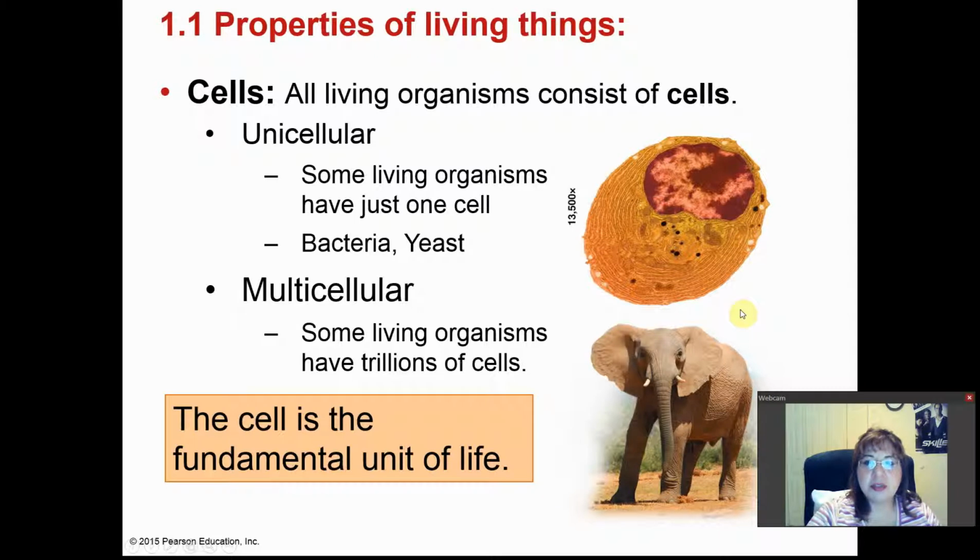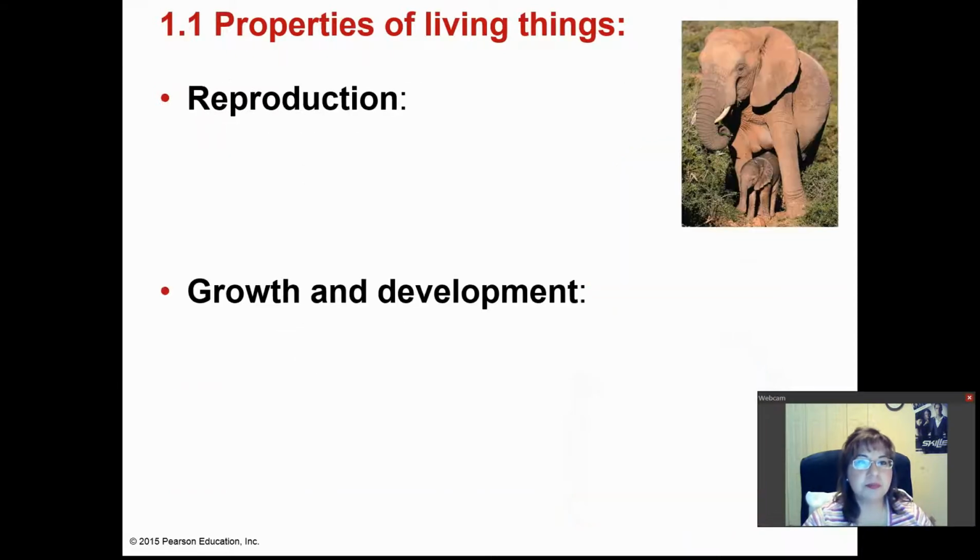Here's a picture, by the way. This is a picture of a single cell. This is a typical animal cell right here, but this is one individual cell that's been magnified 13,000 times. If something is only one cell big, we call it unicellular. If something is more than one cell big, like this elephant, we call it multicellular. So organisms can be either trillions of cells big, or they can be just one cell big. Regardless, this is the very first thing that you have to satisfy in order to be considered a living thing. You've got to be made up of one or more cells.